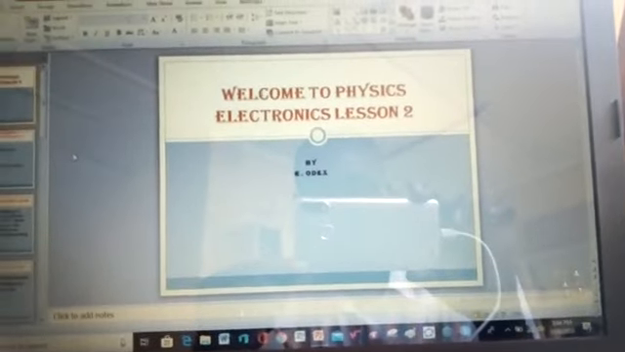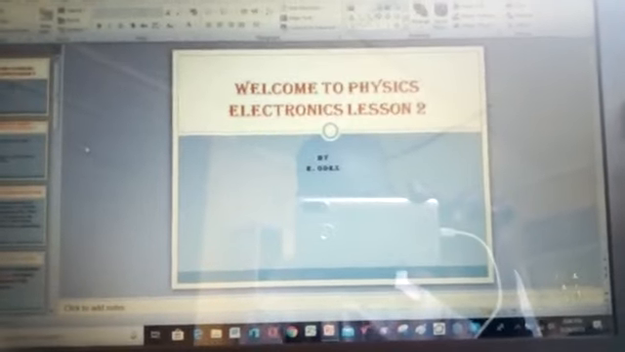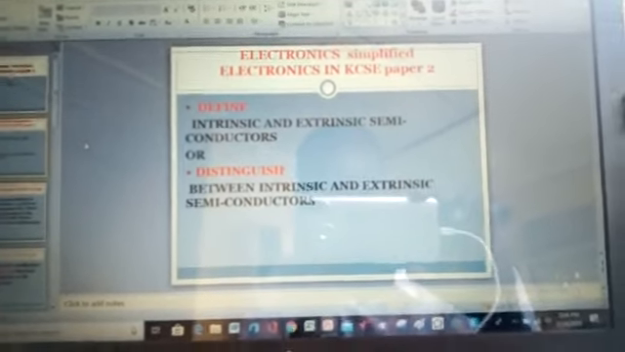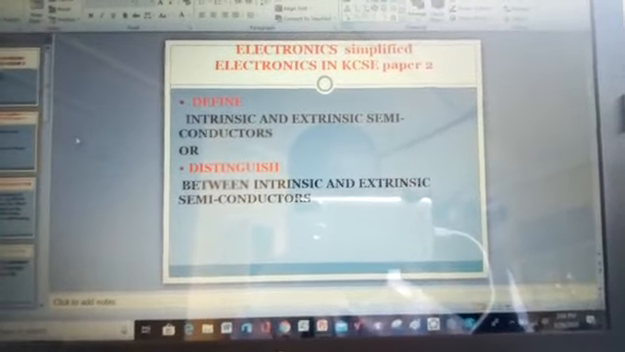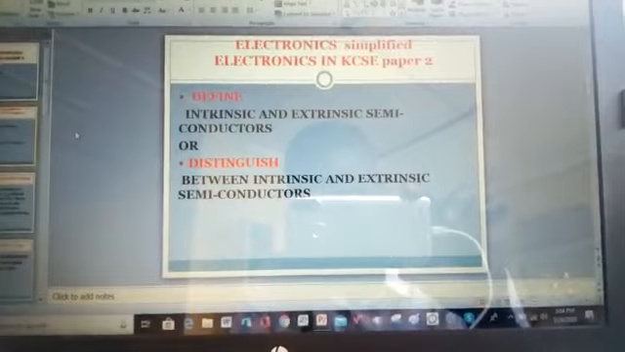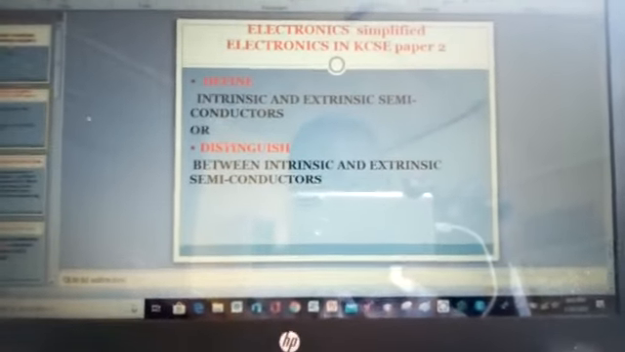Welcome to our second lesson about electronics. We are going to find out about intrinsic and extrinsic semiconductors. So the first question you can get there is about to define or distinguish.